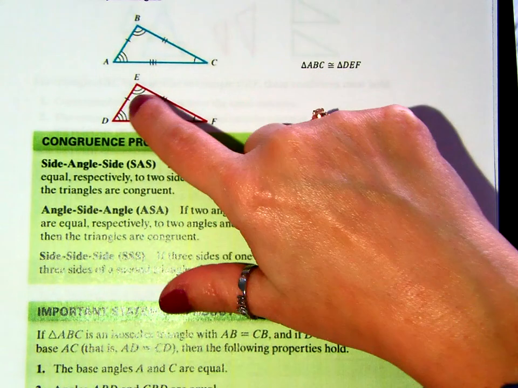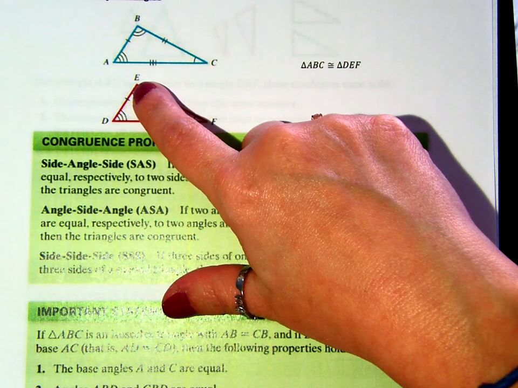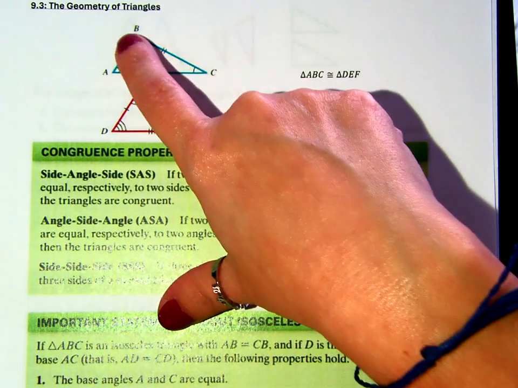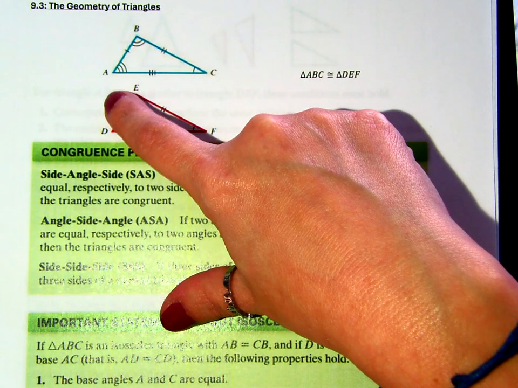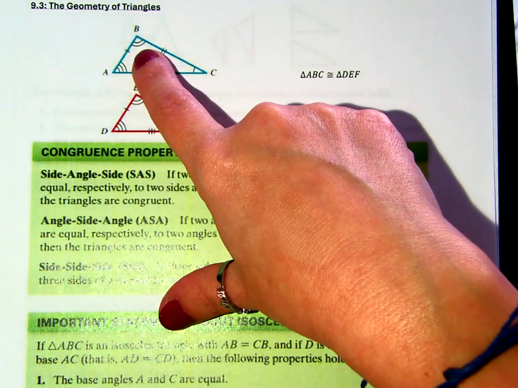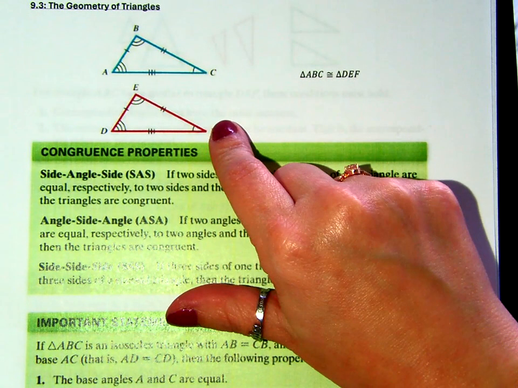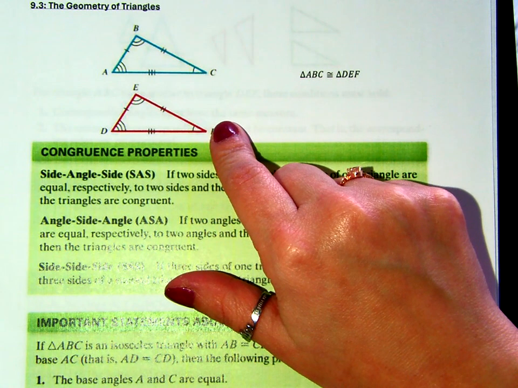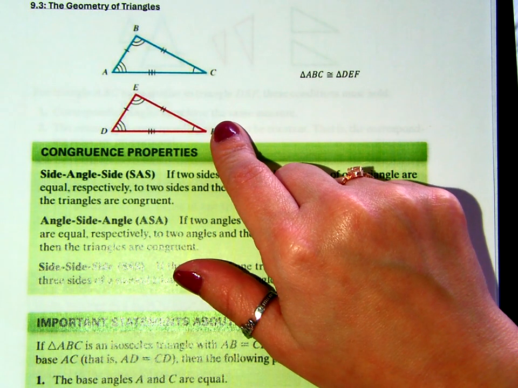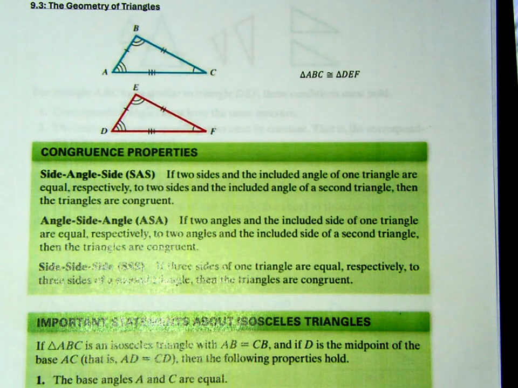So if I know that side DE is congruent to side AB, and I know the angle here, E and B are the same, and I know B and C are the same here, I can deduce from side, angle, side that the two triangles are equivalent. Even if I don't know what angles A and C are, even if I don't know the measurement of side AC. With just that information, I have enough to go off of.